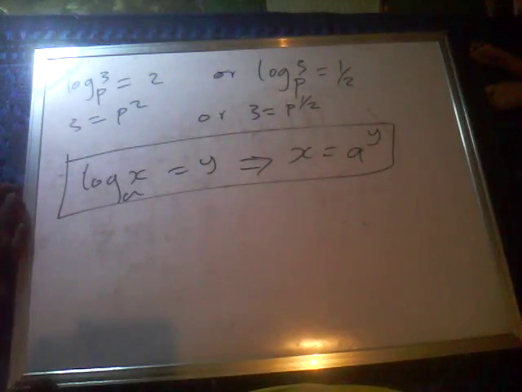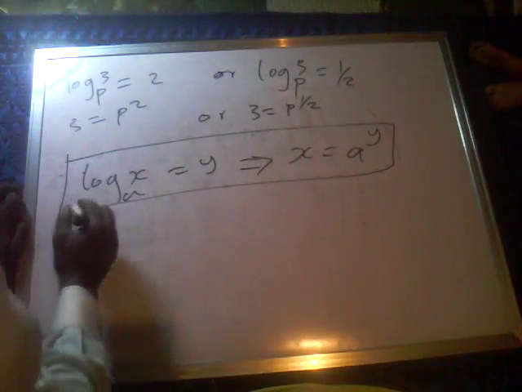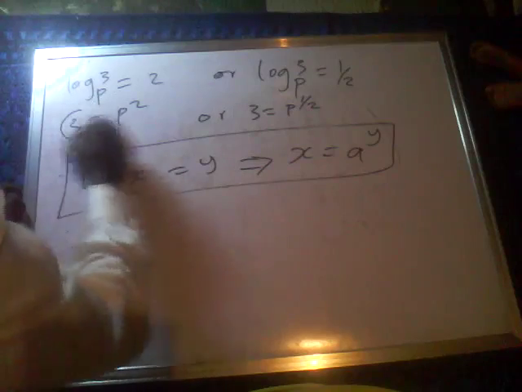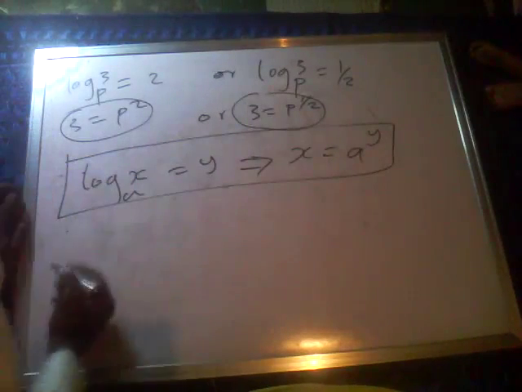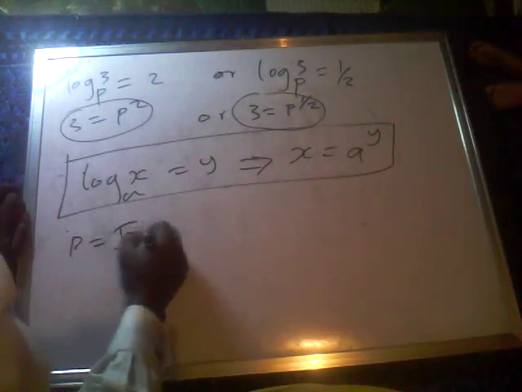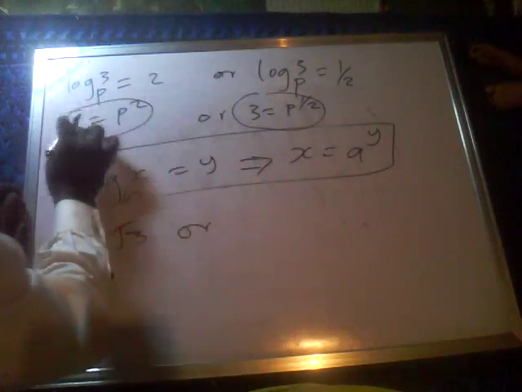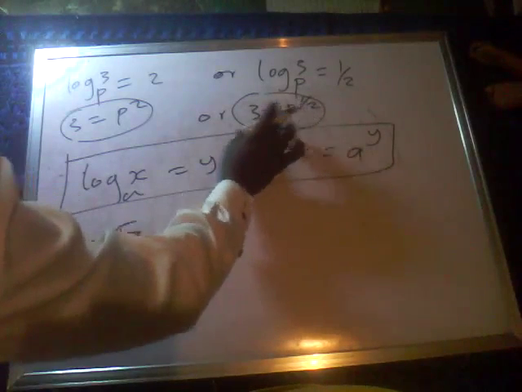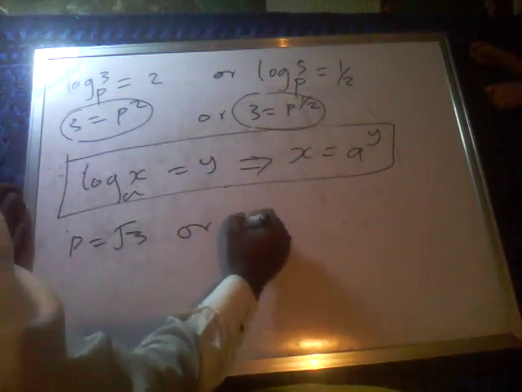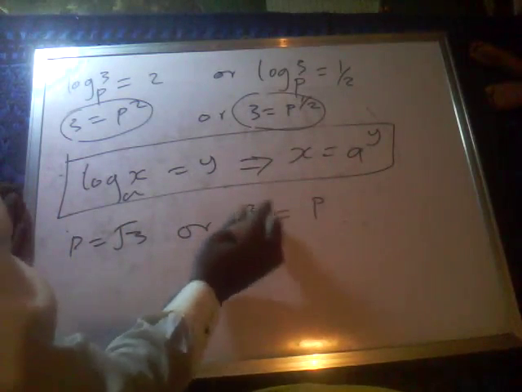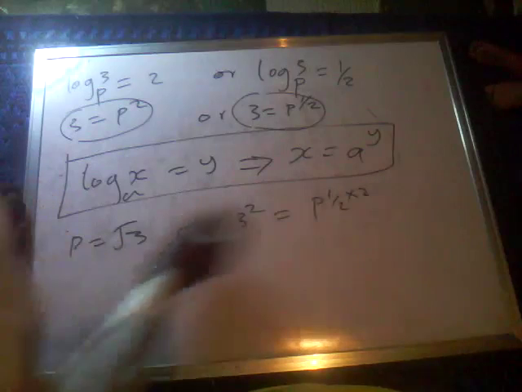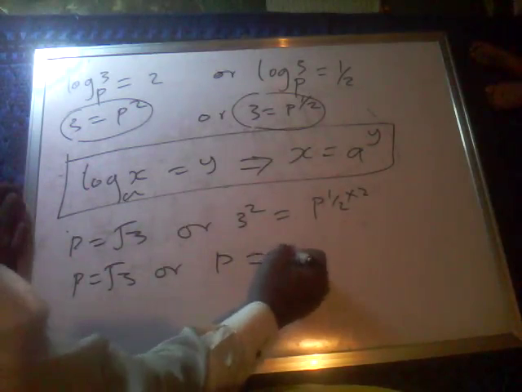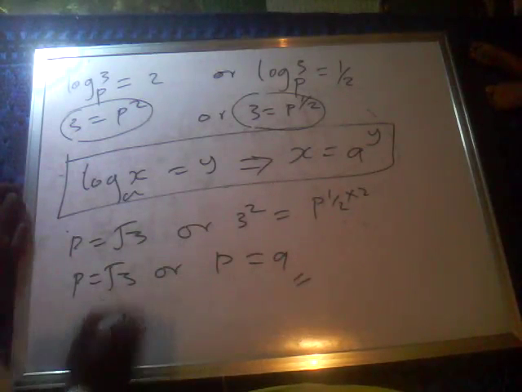Hope we are together. Now, applying that, we solve this one, and we solve this one. To get p in the first, we take the square root of both sides, so we get p equal to root 3. To get p in the second, we have to square both sides, so 3 squared equals p raised to half times 2. So we have p equals root 3, or p equals 9. So that is the solution to that problem.